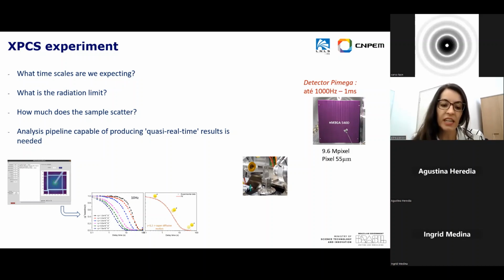So at the beginning of the XPCS experiment, we spend some time in this process. Find the time scale, find the radiation limits, to be sure that you are in a good condition to perform the experiment. Once you find these conditions, you're ready to go. But at the beginning, you have to use some of the beam time to find these conditions.